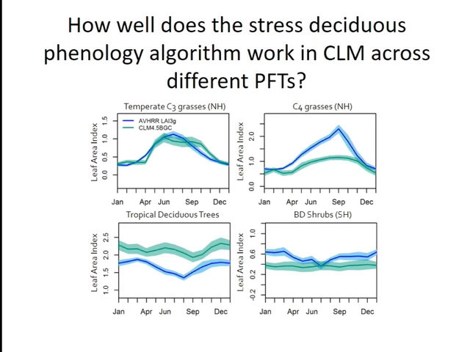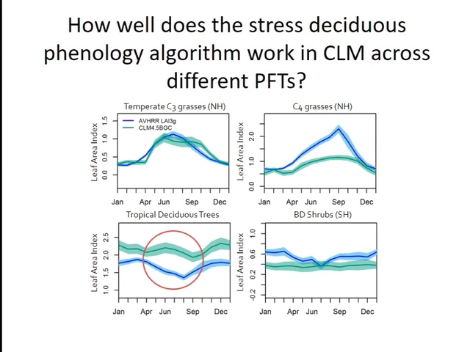The issue that we were really concerned with was in tropical deciduous trees. It seems like we're getting this weird green up situation in the model, which is green. Oh, I just killed my pointer. Everyone will be happy that I'm going to stop using the pointer. Compared to the blue, which is the satellite data, we have this offset.